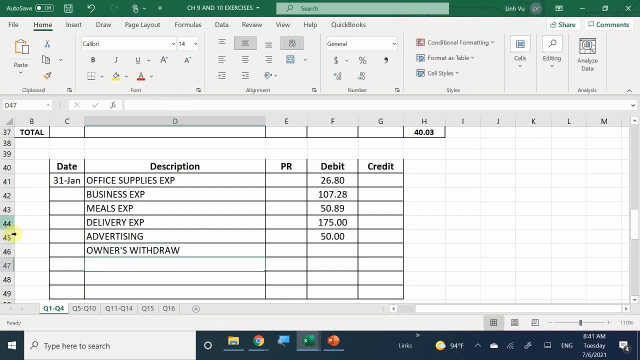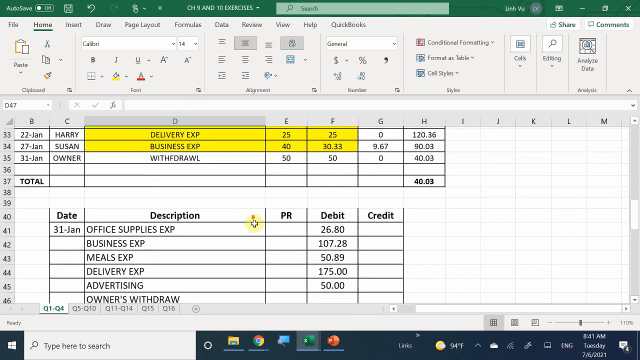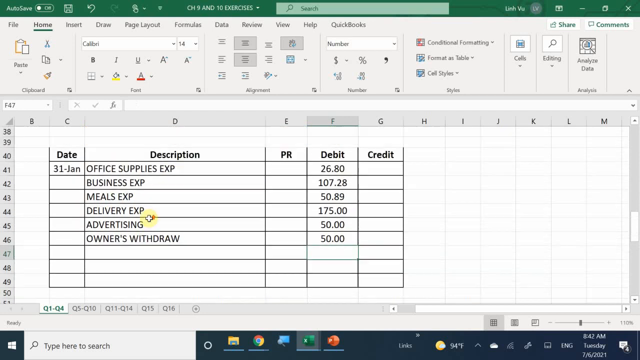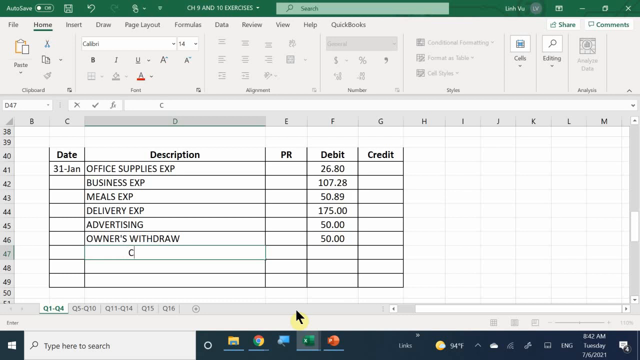Okay. And how much did the owner withdraw? 50. He withdrew 50. Okay. So in this case, now that I have all of my expenses here, how do I replenish this? Checking. Yes, we're going to have to write another check, or we need to take all of these receipts and convert them into cash. So we need to write a check out to the petty cash drawer to reimburse or replenish the petty cash drawer.